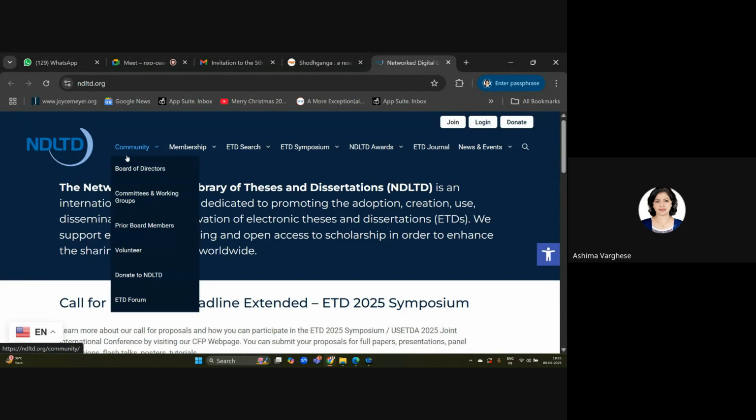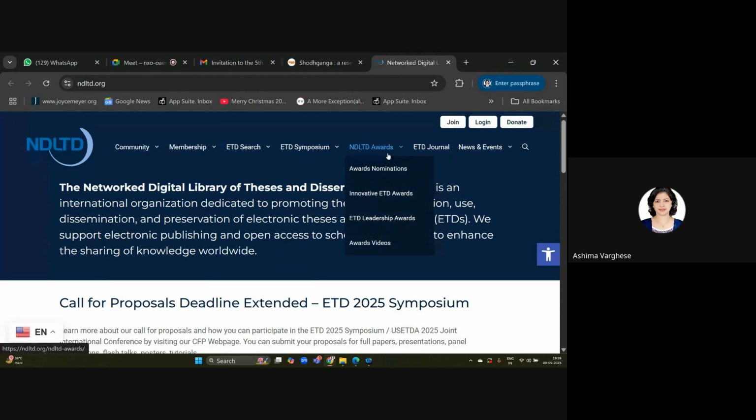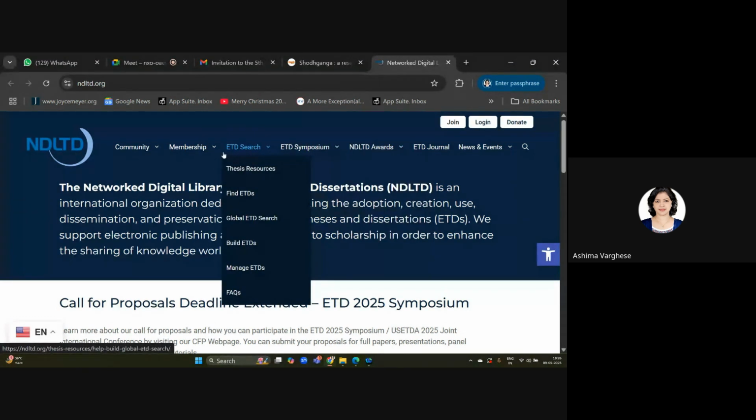Here, you can see the drop down membership, this and that. Here, you will be searching ETD search, like thesis resources, find ETDs. When I click on that, just pay attention, this is of our use. Otherwise, also you can go through the whole website. This is of our use. We are supposed to find electronic theses and dissertations database. So I'm clicking on this.